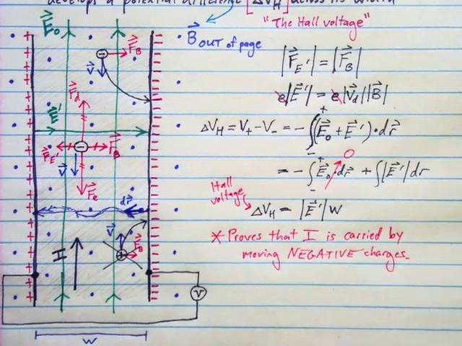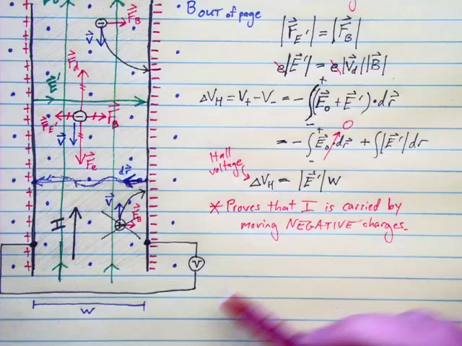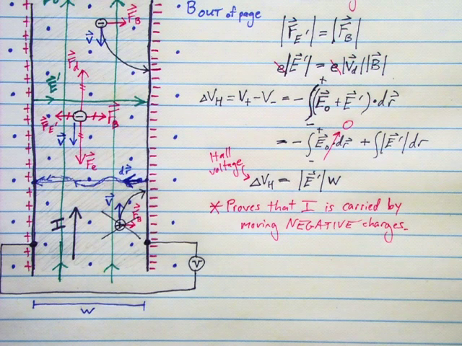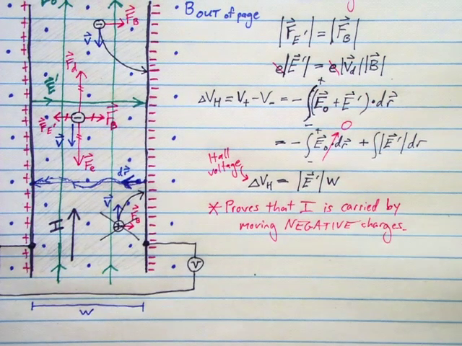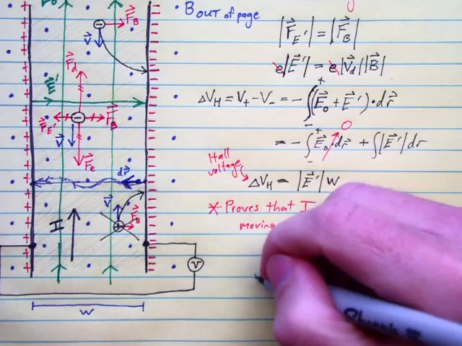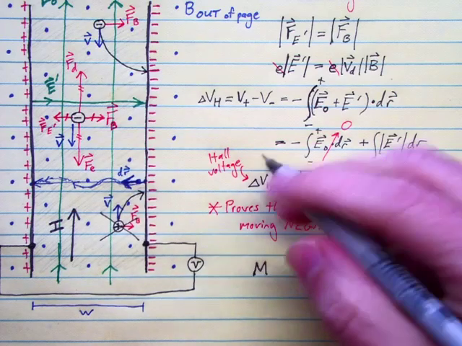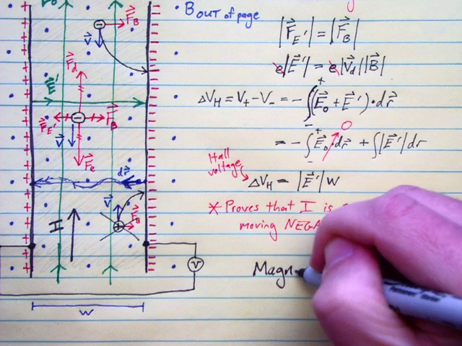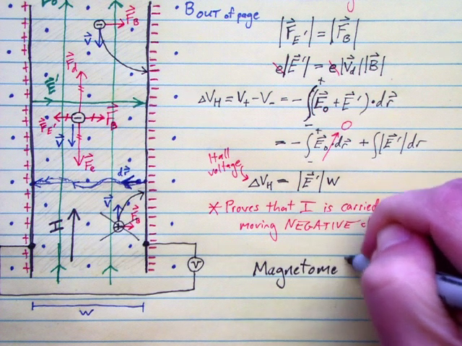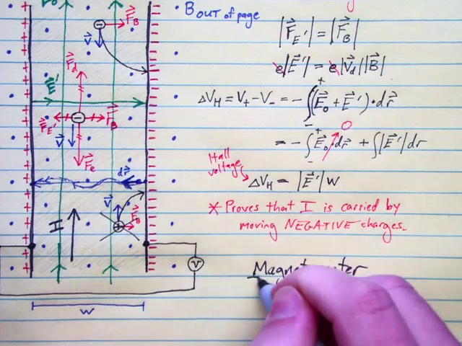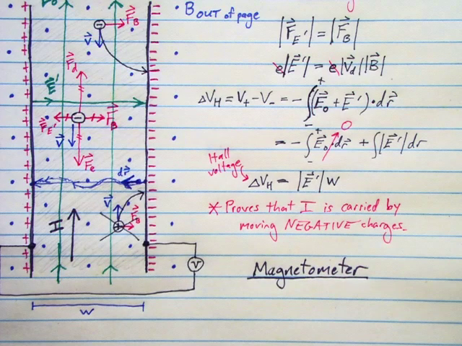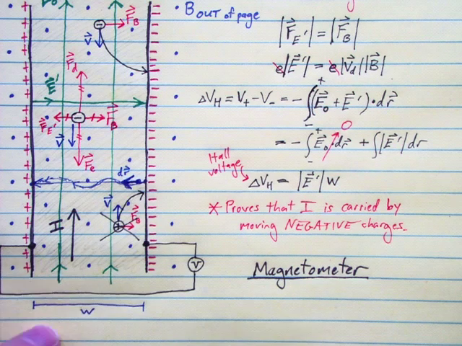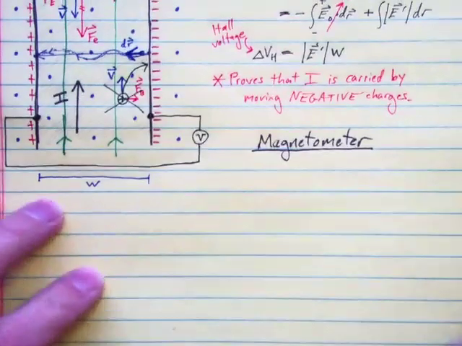Okay, now how can this concept be used to build a device that we could use to measure the strength of magnetic fields, a magnetometer? Okay, let's kind of draw a picture here.